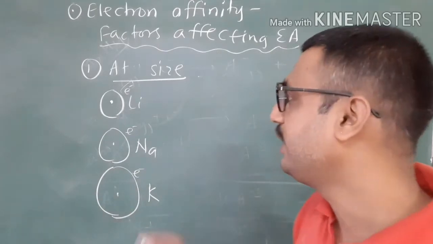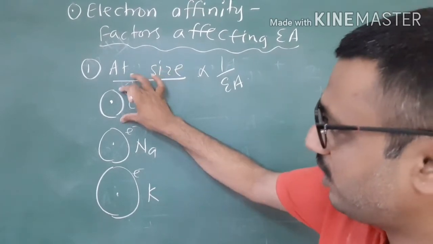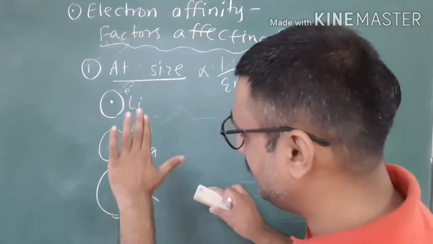So what we conclude: atomic size is inversely proportional to the electron affinity. Smaller the size, more the electron affinity, and greater the size, lesser the electron affinity.